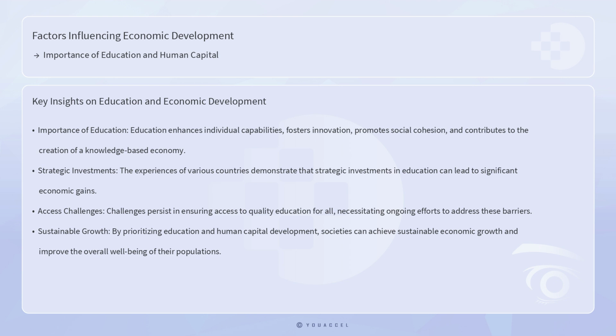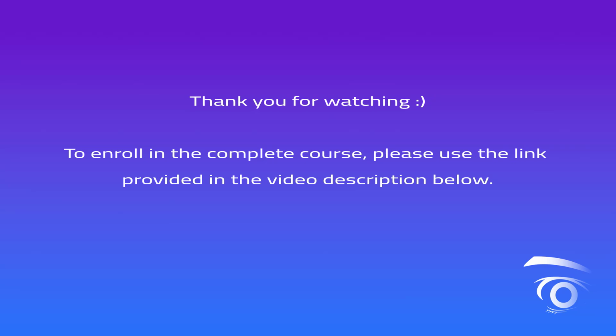However, challenges persist in ensuring access to quality education for all, necessitating ongoing efforts to address these barriers. By prioritizing education and human capital development, societies can achieve sustainable economic growth and improve the overall well-being of their populations. This concludes the lesson.